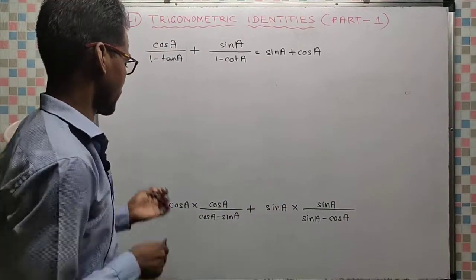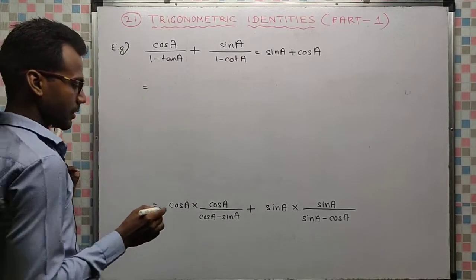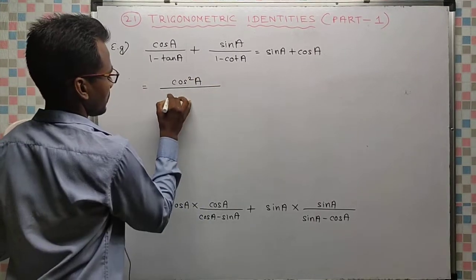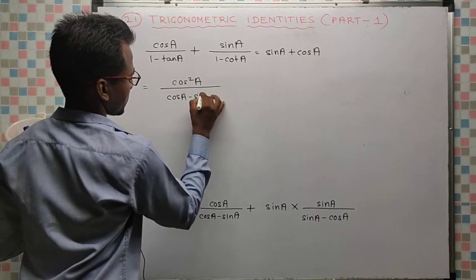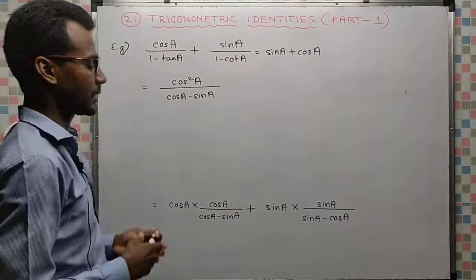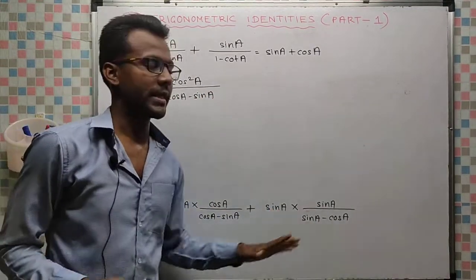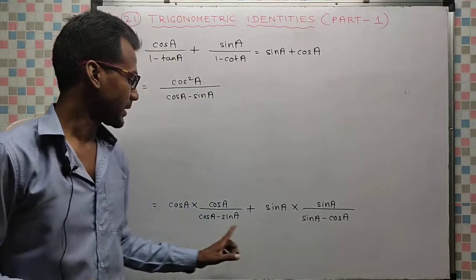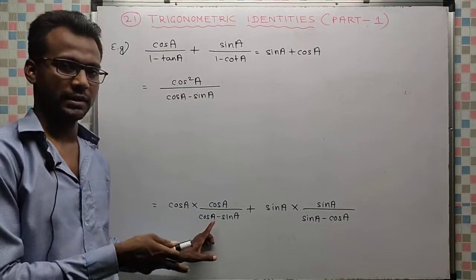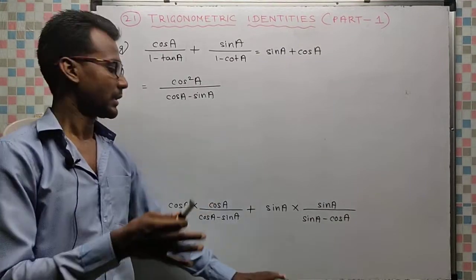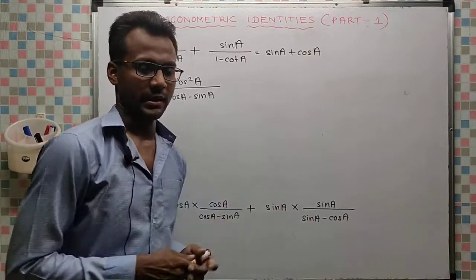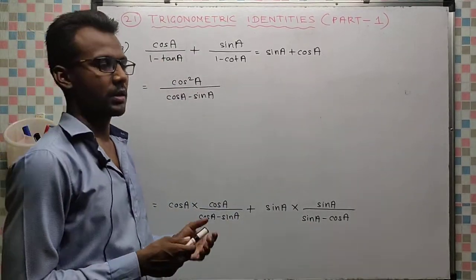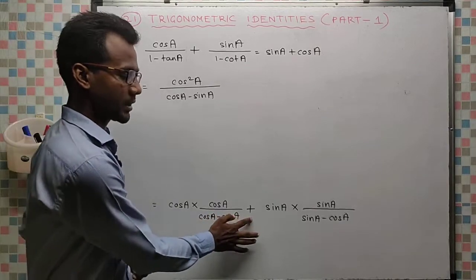Which is equal to cos square A by cos A minus sin A. Now see, sin A into sin A will become obviously sin square, no problem. But see the denominator, it is sin A minus cos A. Here it is cos A minus sin A, means it is in the form of A minus B, and this is in the form of B minus A. Can you convert this B minus A to A minus B? Yes, we can, by taking minus sign common. So I am changing this plus to minus.